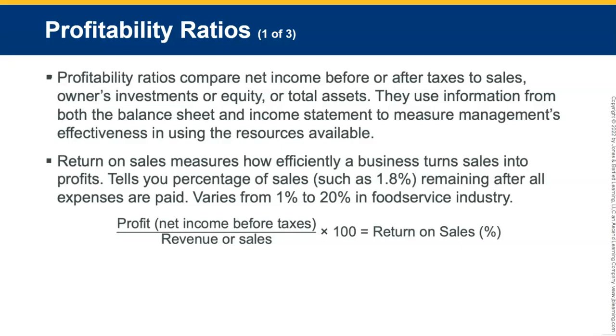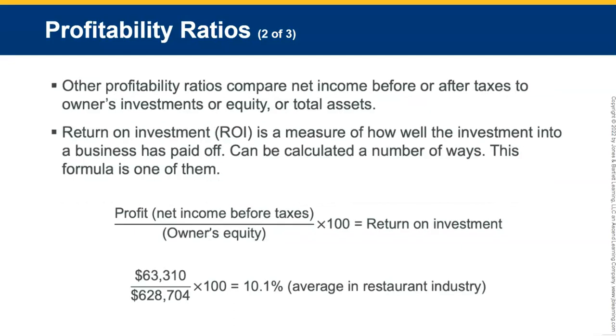The formula for figuring this out is profit, the net income before taxes, divided by revenue or sales, multiplied by 100, and then that's going to give you the return on sales as a percentage. Other profitability ratios compare net income before or after taxes to the owner's investments or equity or total assets.